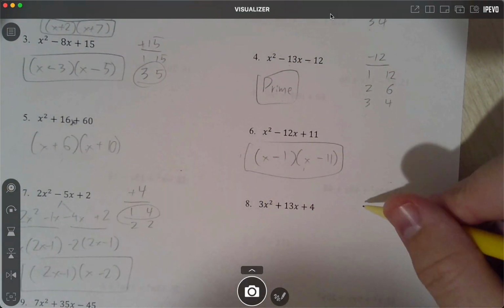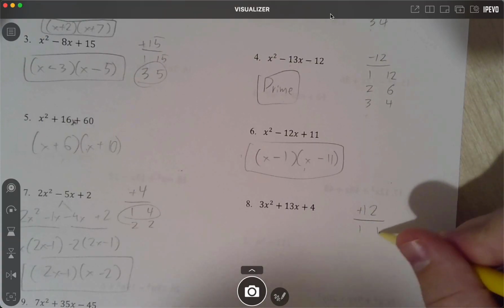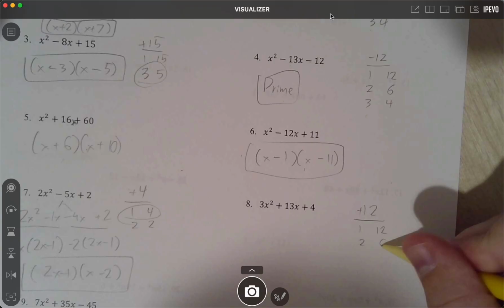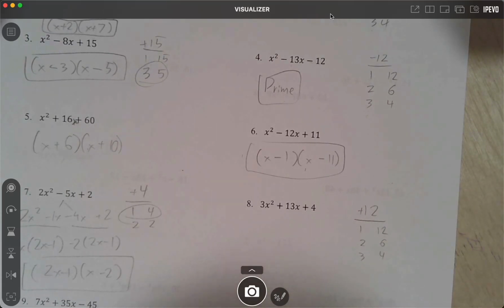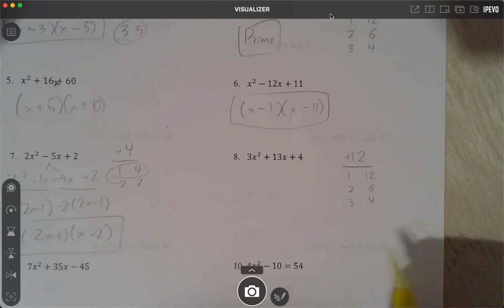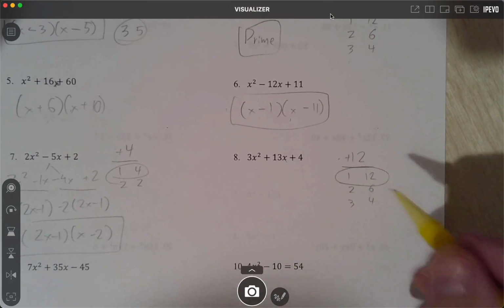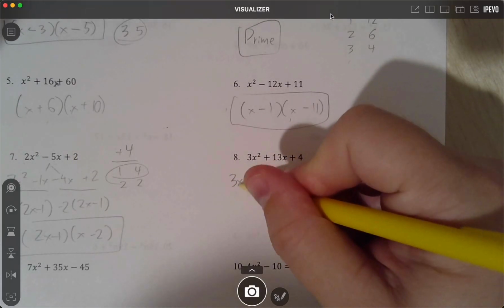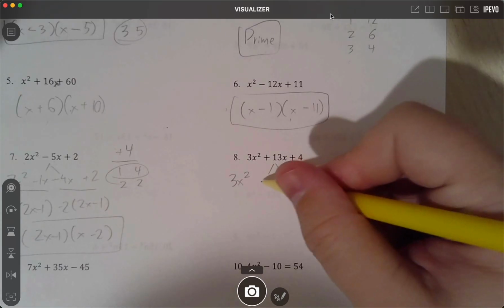3 times 4 is 12, positive 12. So I write down 1 and 12, 2 and 6, 3 and 4. 4 would go next, but 4 is already there, so I know I'm done. Which one of these will add to 13? 1 and 12. When I write those down, I can't cut to my parentheses like before. I have to split the middle.